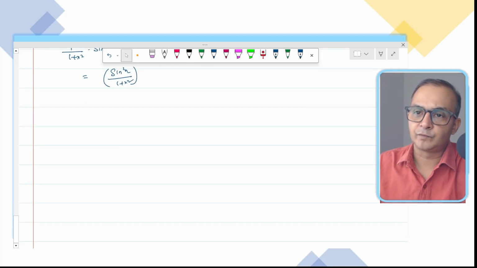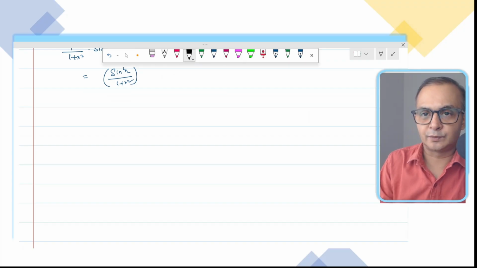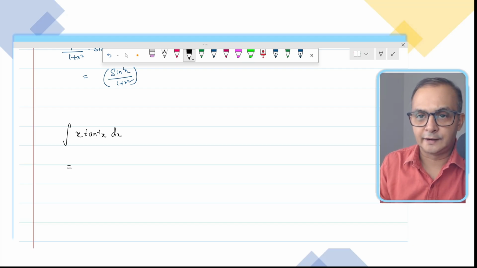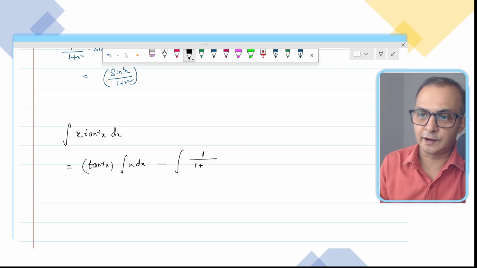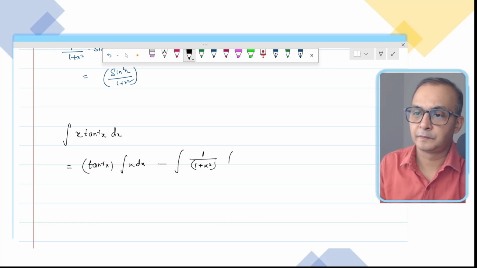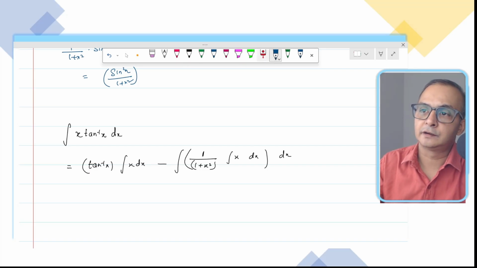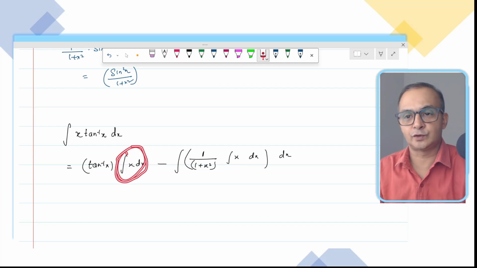The similar kind of thing we can do in this kind of question. Suppose you are integrating x tan⁻¹x. So I have tan⁻¹x and the integration of x. And here, derivative of tan⁻¹x is 1 by (1 + x²) dx. Sorry, not dx. The integration of x dx and the whole dx. Now the aim is to find out here the integration of x. But you know this is x²/2.